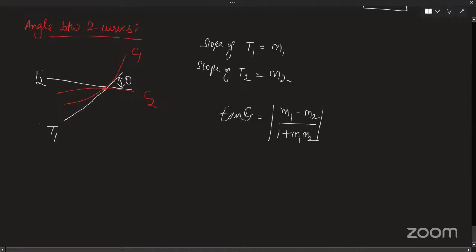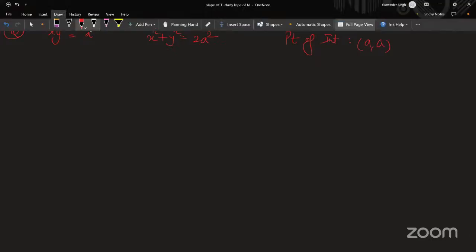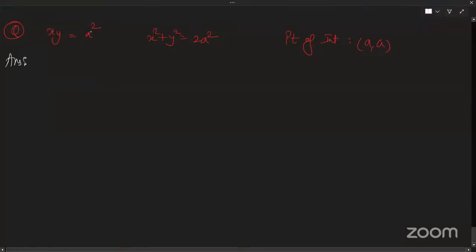Fine. So let us try one question. You have been given two curves. The first curve is xy equal to a square. The second curve is x square plus y square equal to 2a square. The point of intersection is given to you. It is a comma a. You can directly see that also. At a comma a, what is the angle at which both curves intersect?